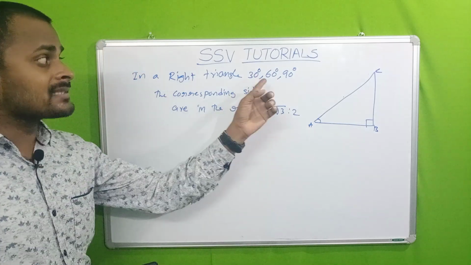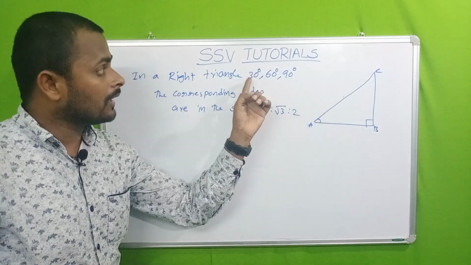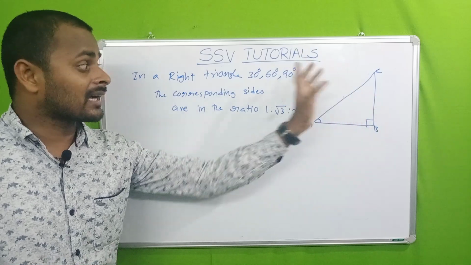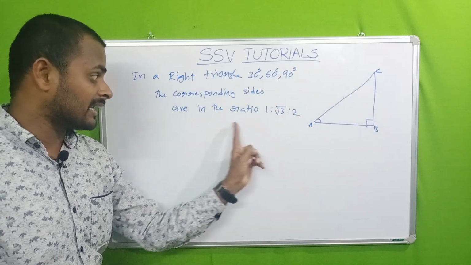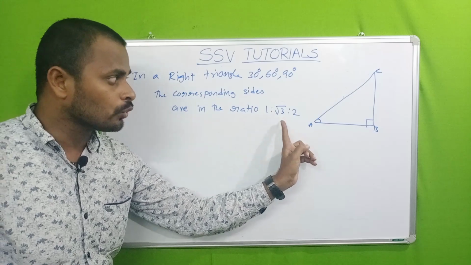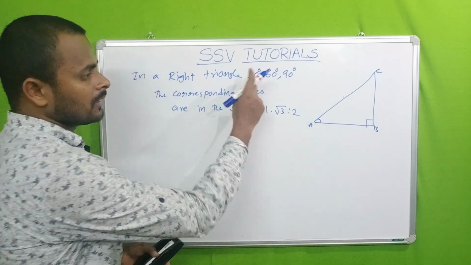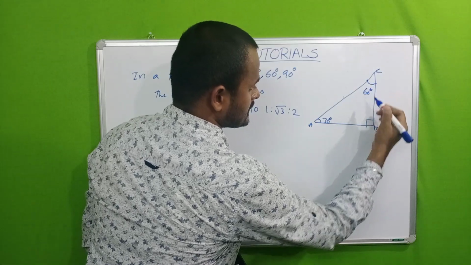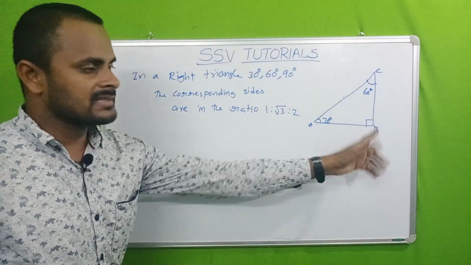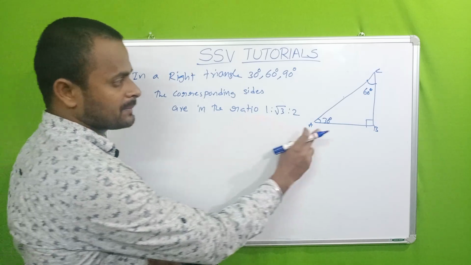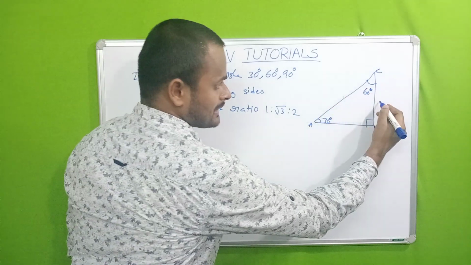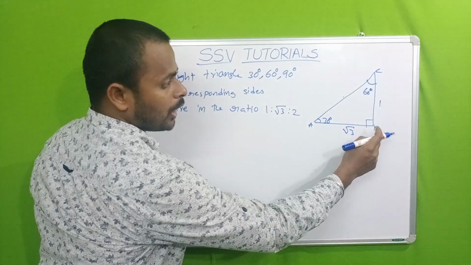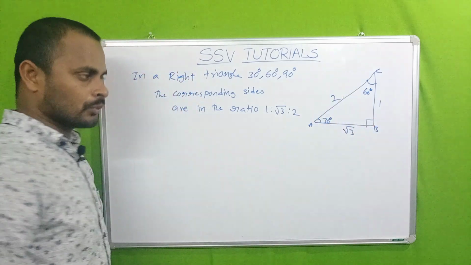When the angles of a right triangle are 30, 60, 90 degrees respectively, then the corresponding sides are in the ratio 1:√3:2. This is 30 degrees, this is 60 degrees and this is the right angle, 90 degrees. Then the corresponding sides: opposite to 30 degrees is 1, opposite to 60 degrees is √3 and opposite to 90 degrees is 2.